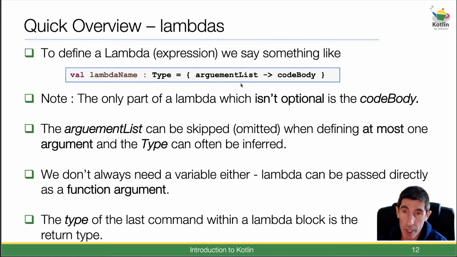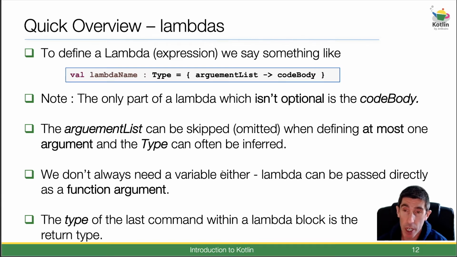Okay, and we will look at different examples now in due course. The argument list can be skipped or left out when defining at most one argument, and the type can often be inferred. So if you're only passing one parameter into our lambda expression, you can actually leave it out. Sometimes it's worth leaving it in because it makes it a little easier to understand, but again, you don't have to.